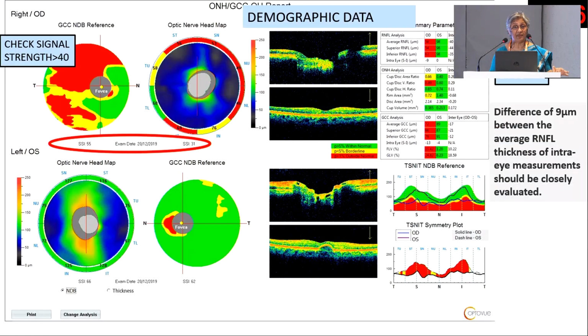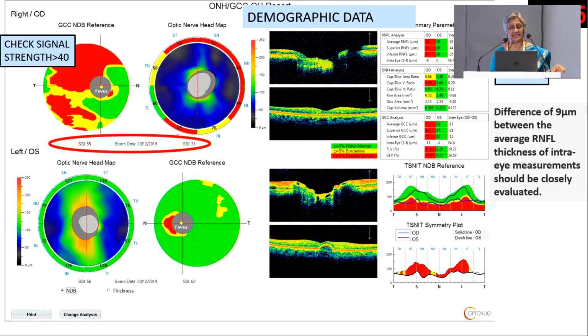Now, a very important fact to remember is to check the signal strength of every OCT that you're looking at. This is an RTVue OCT where, as per the manufacturer, it should be over 40. In this patient, we found that the SSI in the right eye was 55, and in the left eye was 31. We also found that the average RNFL thickness in the right eye was 58. We all know that average RNFL should be approximately 98 to 100 in Indian eyes, and the left eye was 98.